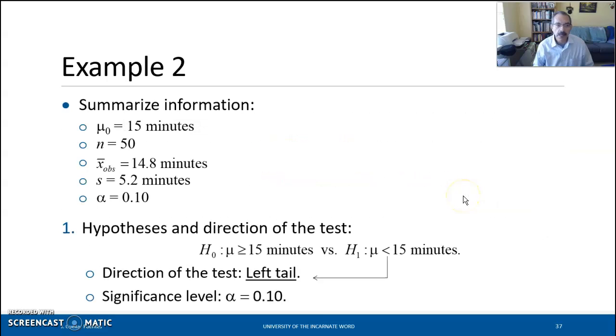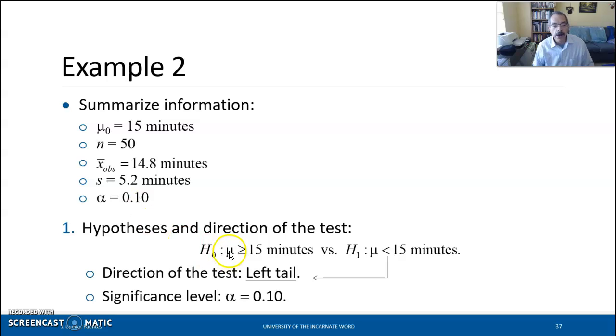All right, so let's summarize the information. So the mean under the null hypothesis is 15 minutes, the sample size is 50, the sample average is 14.8 minutes, and the standard deviation is 5.2 minutes, and the significance level that we want to use is 0.1.